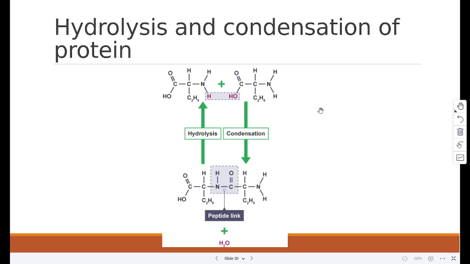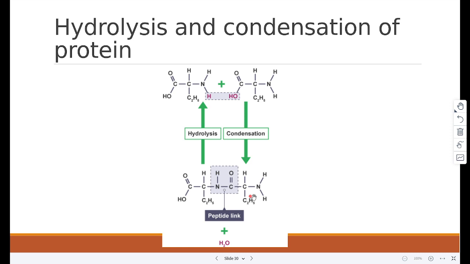Proteins are condensation polymers which are formed by amino acid monomers joined together by peptide bonds, similar to the structure in nylon. So as you can see, this is the peptide bond, and hydrolysis is when this compound is broken into these, and condensation is when the two compounds join together, so nitrogen and carbon can join together and water is released. So this is the same as nylon.